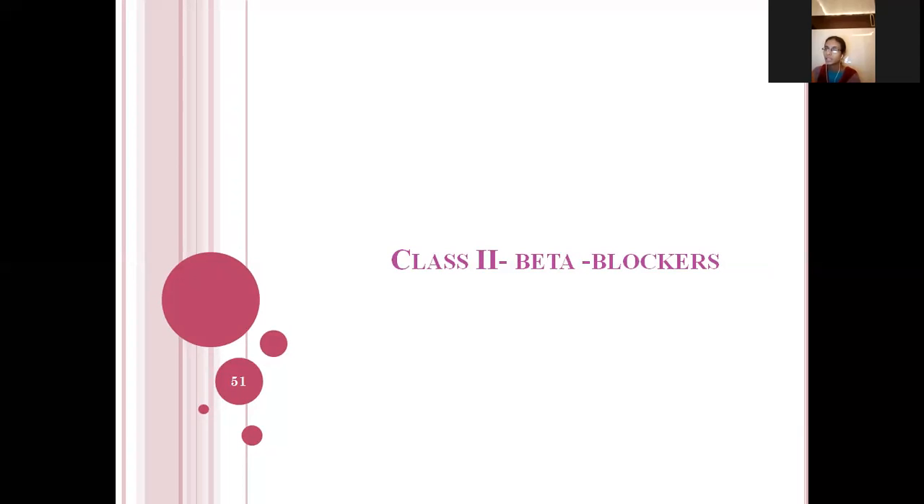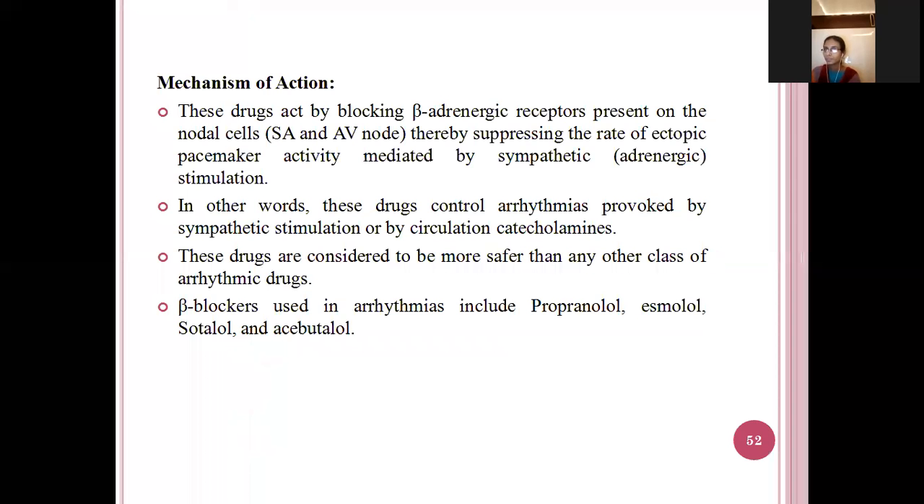Next, the class 2 is also known as beta blockers. So here, the mechanism of action, the drugs will act by blocking the beta adrenergic receptors which are present on the nodal cell. So it will suppress the rate of the ectopic pacemaker activity which is mediated by the sympathetic stimulation.